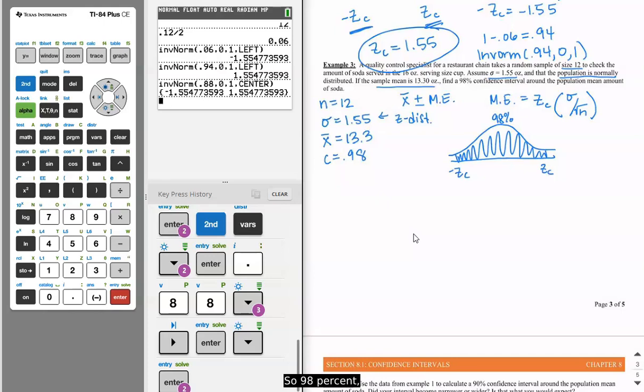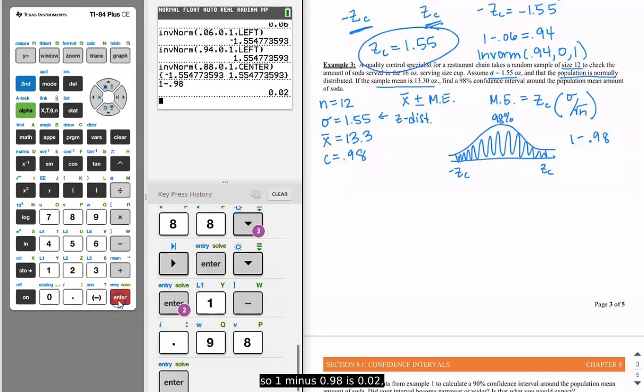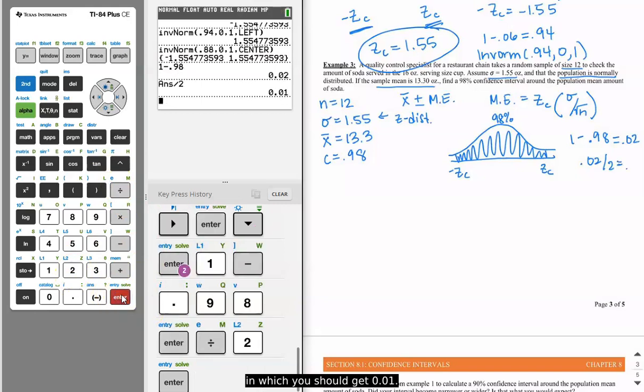So 1 minus 0.98, I converted the 98% into a decimal, is 0.02. And then I'm going to divide that by 2 so I can get what's actually in each of the tails, and you should get 0.01. So if I shade a different color, this little piece is 0.01, 0.01.